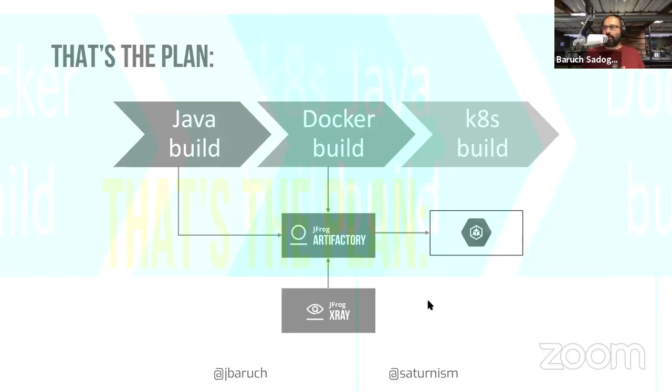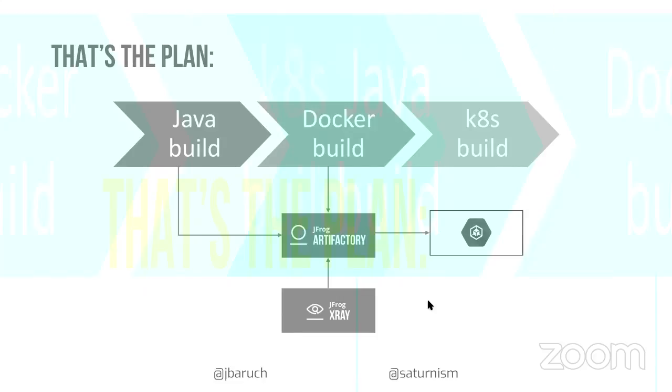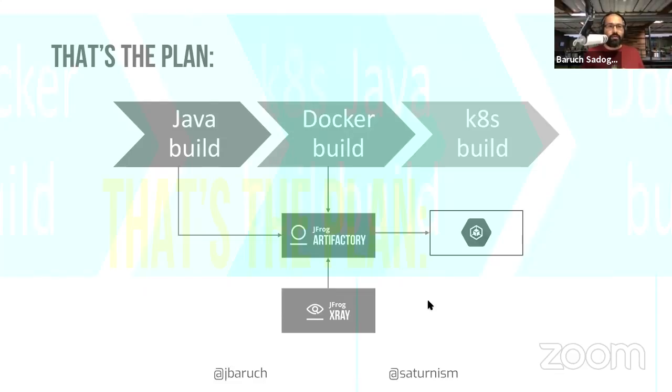And then we will have a Kubernetes build that will take this Docker image and deploy it as a Kubernetes service into Google Cloud Platform, into Google Kubernetes Engine. Ray, so far so good? Yeah, sounds good. All right. Okay, so let's try and do this thing.